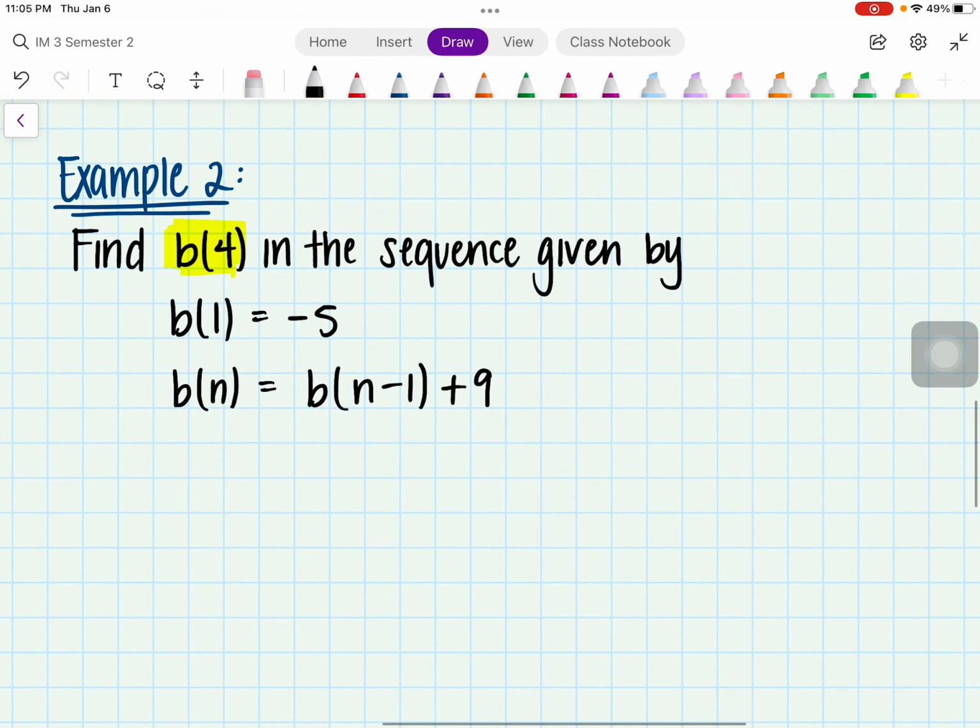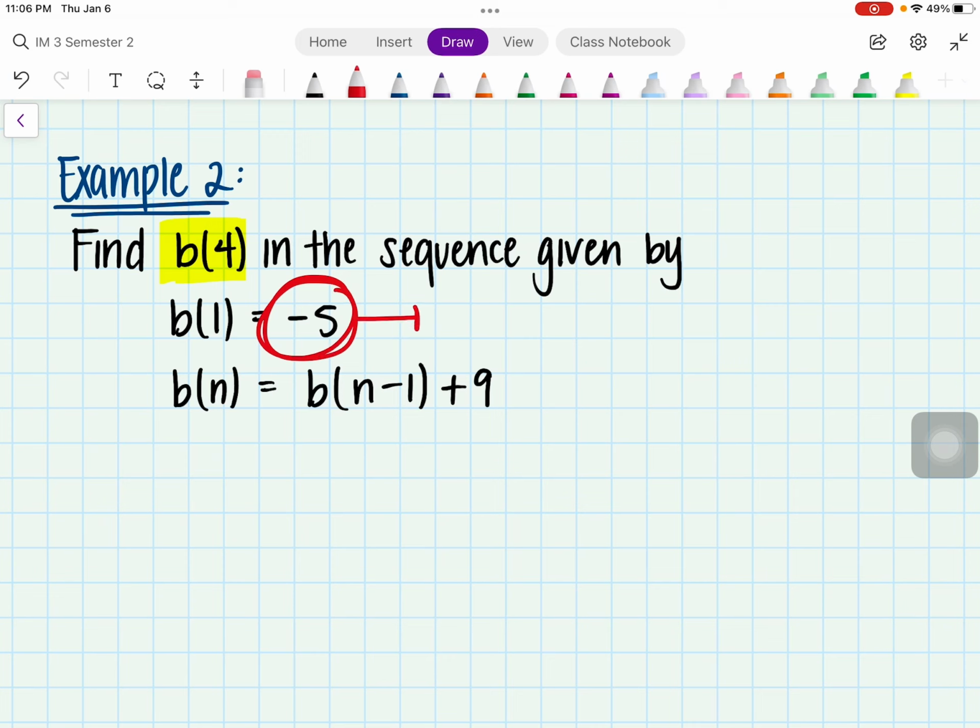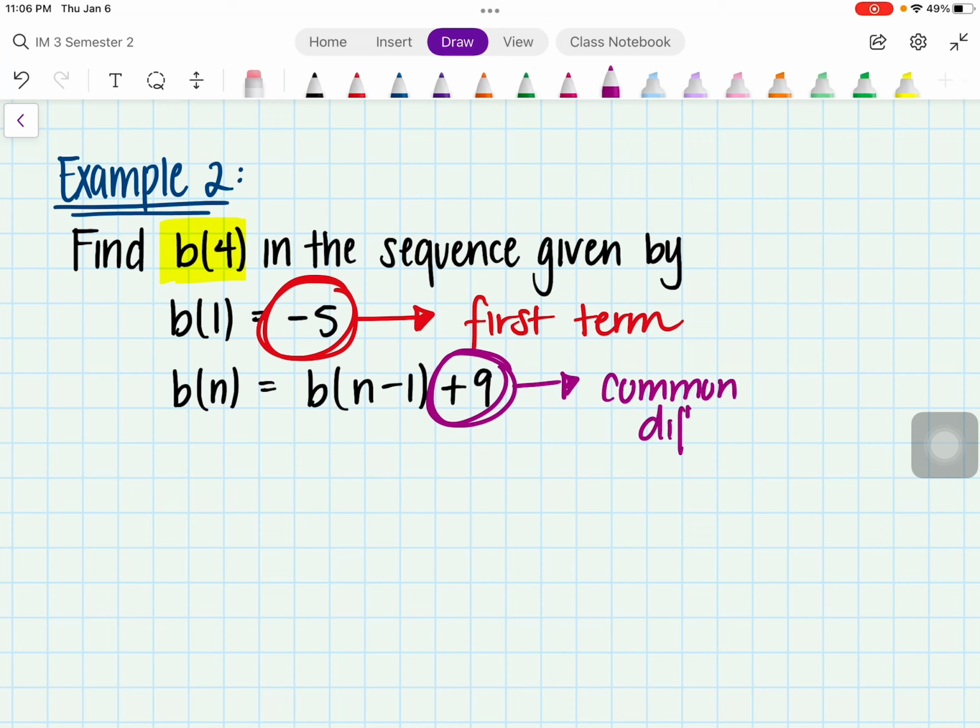And here's example 2. It says find b of 4 in the sequence given by b of 1 equals -5, b of n equals b of n minus 1, plus 9. So in this case, guys, we do want to go ahead and find b of 4, which is the fourth term of the sequence. So let's go ahead and first identify what's given to us. So -5 in this case represents our first term. And in this case, the 9 represents a common difference. Common difference.